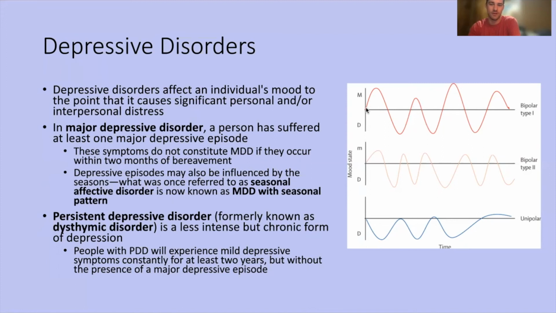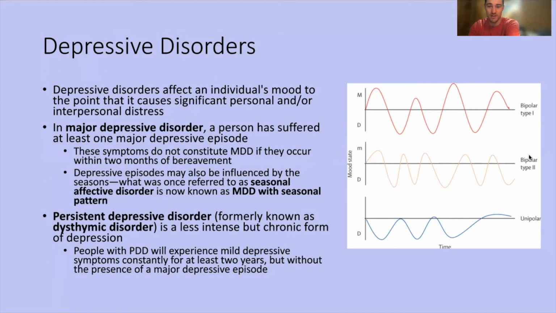So bipolar 1, for example, you see that there are multiple manic episodes over here, and this person is also experiencing depressive episodes. They don't need to have experienced these 3 depressive episodes to be considered bipolar 1, however. This line on this top one could actually not even ever cross this x-axis, and we would still consider it to be bipolar type 1.